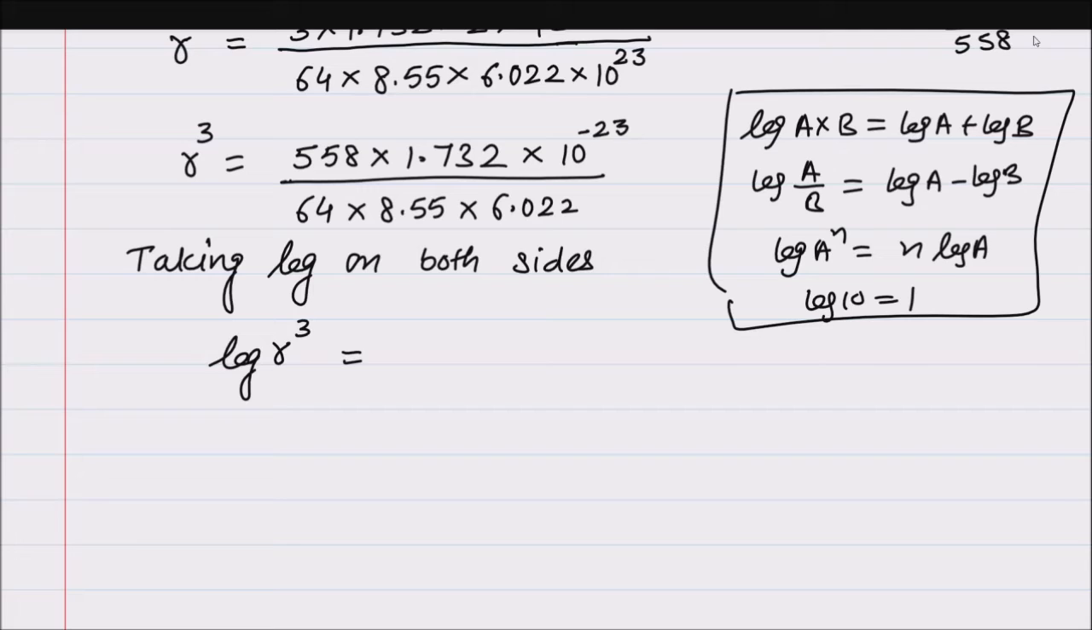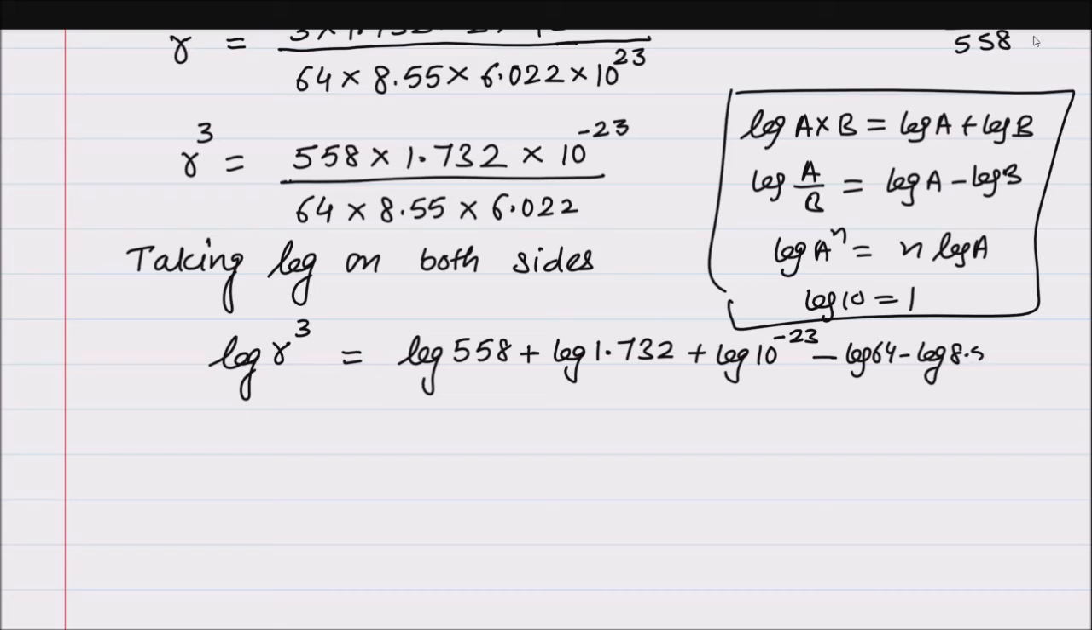Okay, so now use the log. Log of 558 plus log of 1.732 plus log of 10 raised to power minus 23, then in the denominator, minus log of 64 minus log of 8.55 minus log of 6.022, right? So now it is 3 log R and is equal to log 5558.